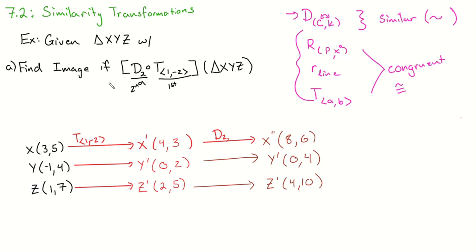Side, side, side, right? Snake jazz. Side, side, side. What else? Ace. Something. I don't know the moves. And then there's one more. ASA. ASA. And all of those are shortcuts for congruence, right?